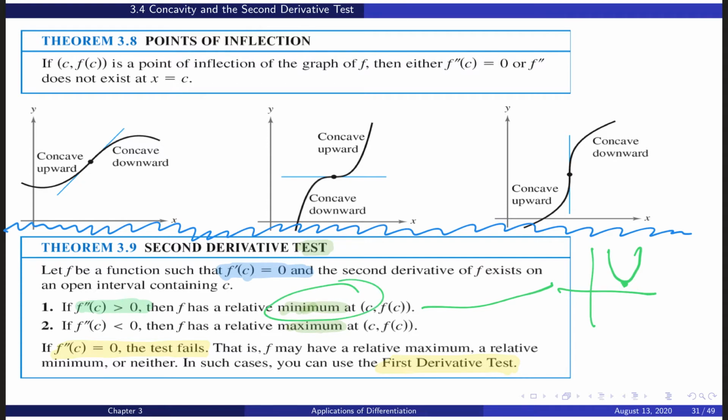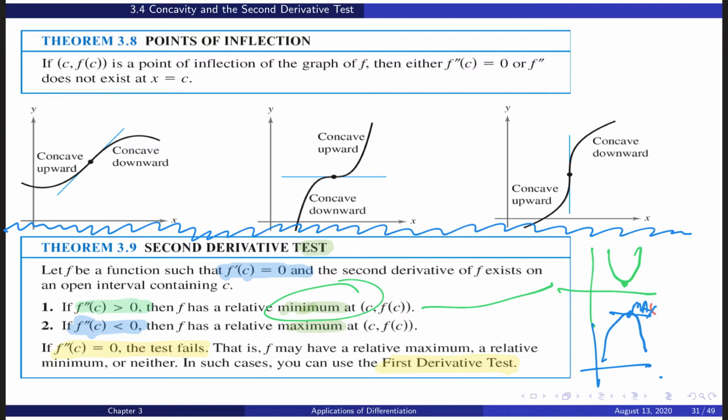The other case that could happen is if your first derivative is equal to 0 and the second derivative is negative, then you're going to have a maximum because your picture would look like this. Second derivative is negative, which means concave down. First derivative is 0, which means you have a horizontal tangent. Therefore, you have a maximum at that point there. That's supposed to say maximum.